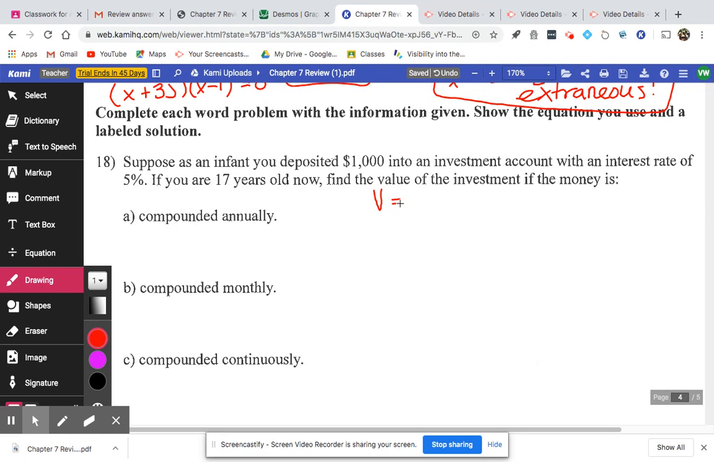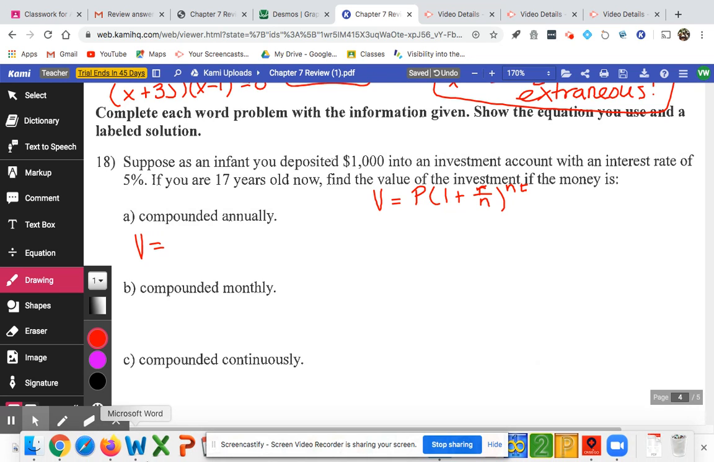That is, you start with your principal amount, your starting amount. You do 1 plus your rate over how many times it's compounded per year. We call that N, and we raise that to the N T, where T is your measure of time, usually represented by years. So here we go. We want to find the value if it's compounded annually. So it's one time a year.